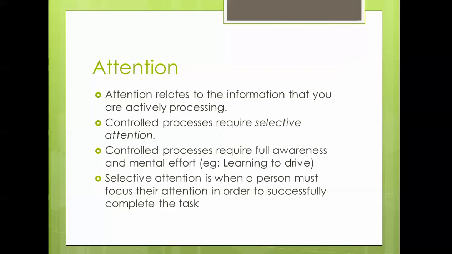So control processes are processes that require selective attention or really focused attention. That's because they require full awareness and mental effort. And I've put there the example is learning to drive. So when you're first learning to drive, there's lots of things that you need to concentrate on. Changing gears, blinkers, windscreen wipers, lights, watching the traffic. And this is very much a control process for someone who is learning how to drive. This means that it needs full awareness and mental effort, so therefore selective attention. You need to select that you're paying attention to the car and everything that you're doing in there. You must focus your attention in order to successfully complete the task. You can't divide your attention for control processes.